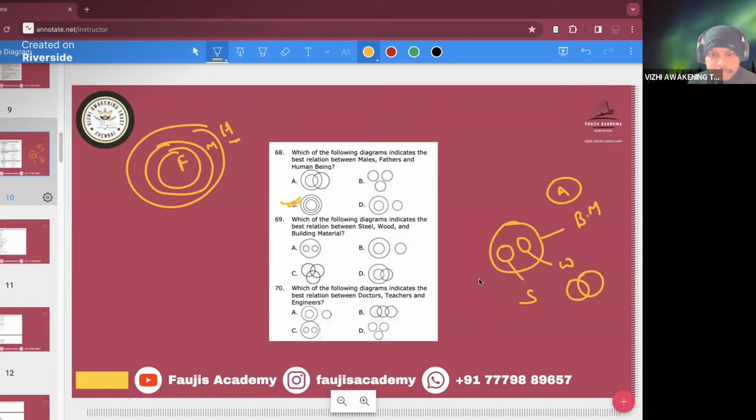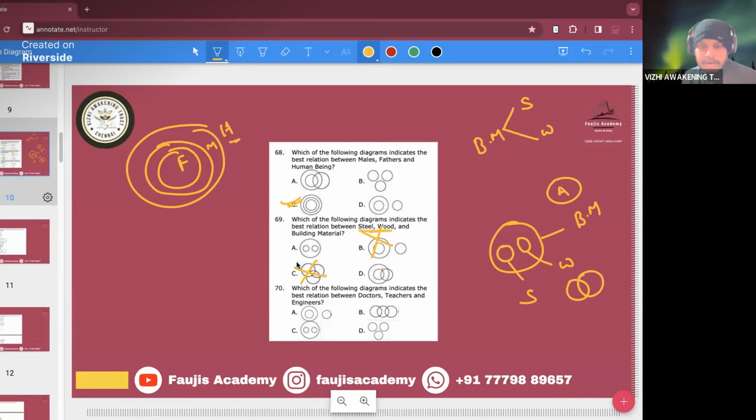We are checking out option D because not all steel or not all wood will be the building materials over here. Even if it is there, then there will be some sort of intersection. B is damn sure won't be the answer because building material will have at least one relationship with both steel and wood, right? Since steel and wood won't have any relationship between them, then C will also get checked out. Right, guys?